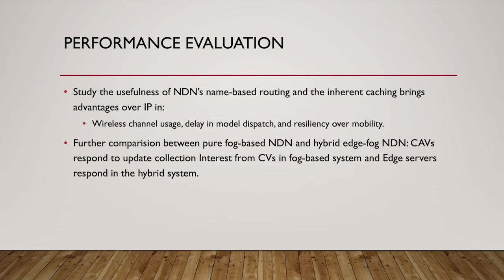I would like to discuss the performance evaluation part of the paper. Through performance evaluation, we wanted to study whether NDN's name-based routing and inherent caching bring any advantages over IP in terms of wireless channel usage, delay in model dispatch, and resiliency over mobility. Further, we also compare a pure fog-based NDN, which is the system that we propose in our paper, and a hybrid edge-fog NDN. To explain the difference between these two setups, in the fog-based system, the CAVs respond to the update collection interest sent by the CVs. Similarly, in the hybrid system, the edge servers respond to these interests.